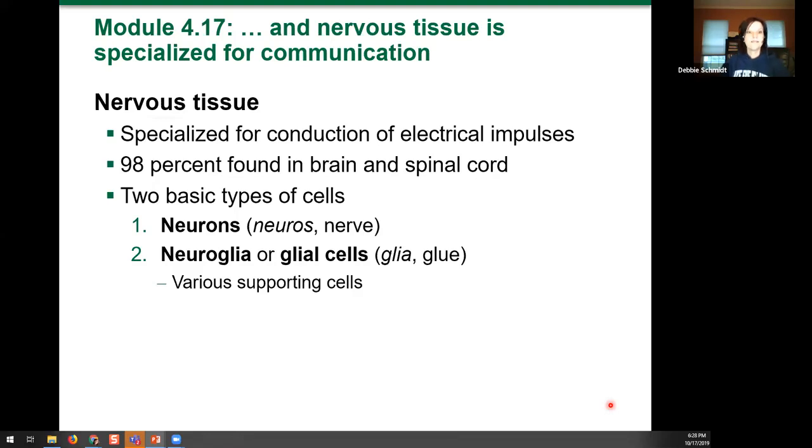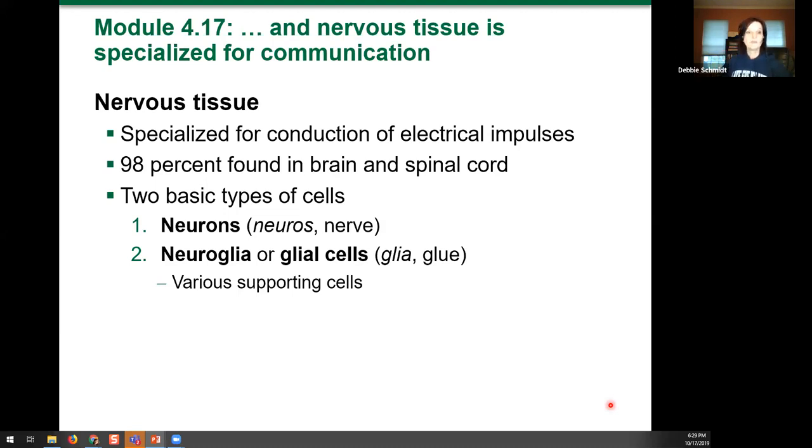All right, now nervous tissue. We're not going to get into a lot of detail here. Nervous tissue is specialized for conducting electrical impulses and transmitting information. Most of the nervous tissue is going to be found in the brain and the spinal cord, and it's predominated by two groups of cells. There's the star of the show, that is the neuron itself. It is the one that is doing the transmitting of the electrical impulse.